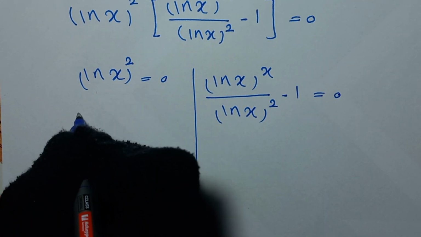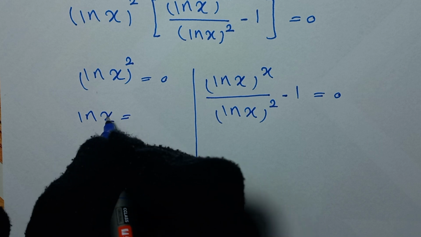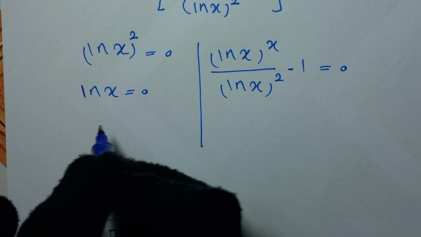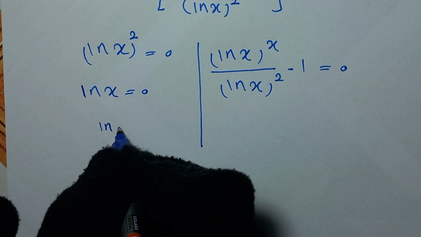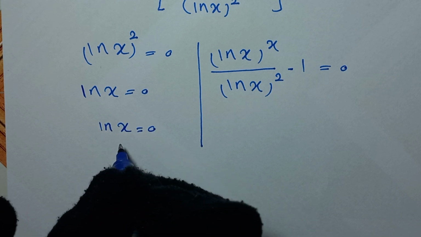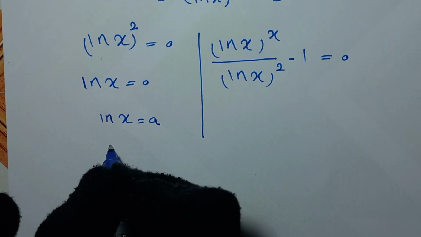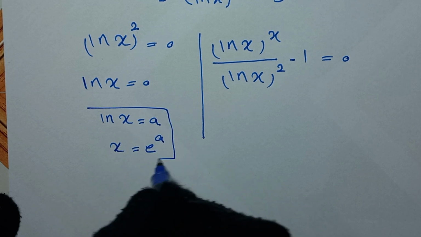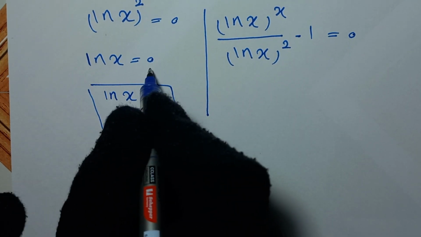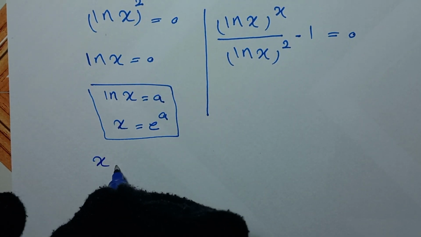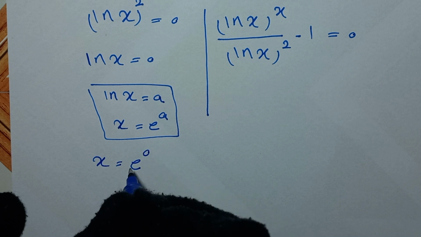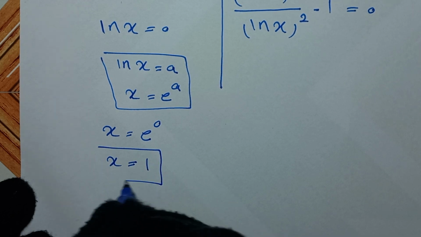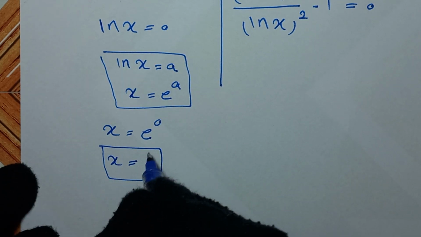Here, ln x is equal to 0, and from this formula, if we have ln x equal to a, then x is equal to e to the power of a. So here, ln x is equal to 0, so x is equal to e to the power of 0, and e to the power of 0 is 1. So from here we have x is equal to 1.